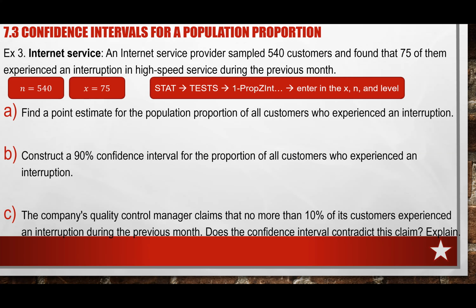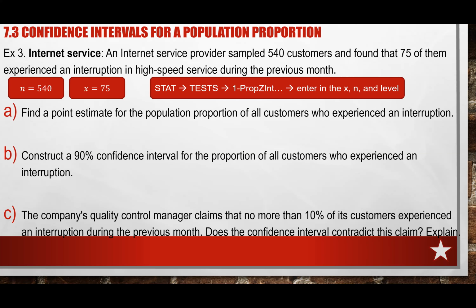And then for part B, we know that in the stat, we go to test and we use the one proportional Z because they ask us to construct a proportion, right? So again, because it's a proportion, we will use a one proportion Z.